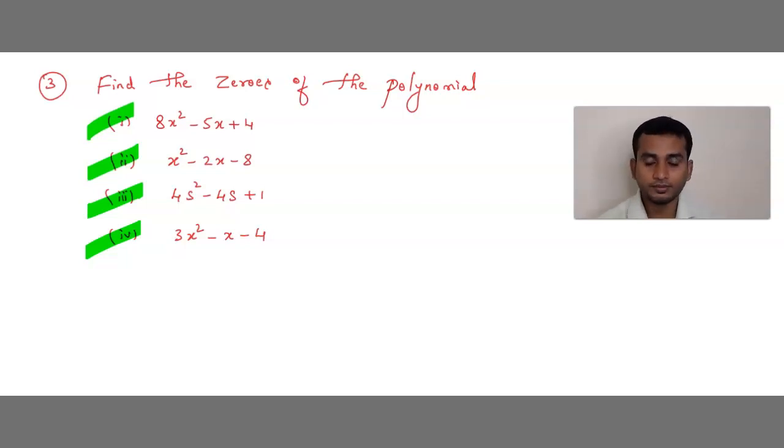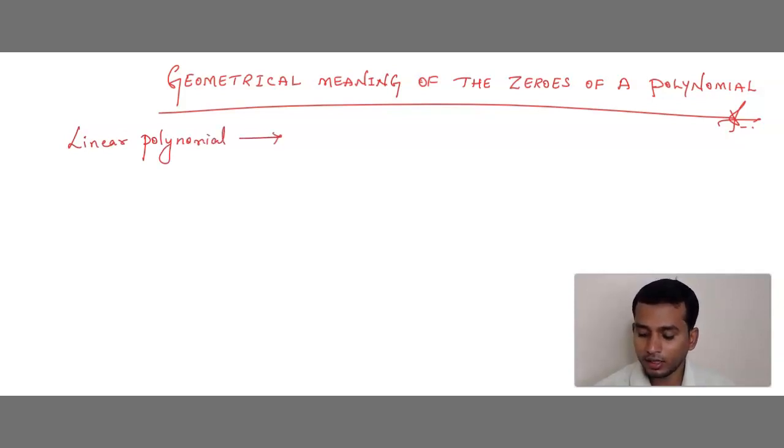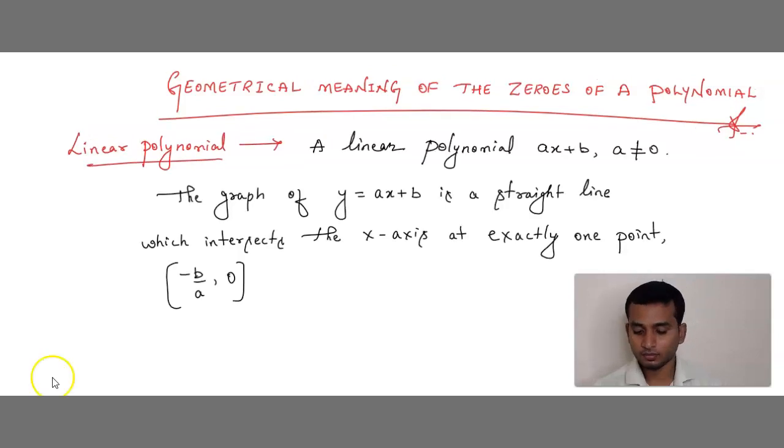Done? Good. See children, now we are discussing the geometrical meaning of the zeros of a polynomial. Till now we have discussed what is polynomial and its types. Now we are discussing the geometrical meaning of these polynomials. The first type of polynomial we had, as we all know, is the linear polynomial, right? Which is the type of polynomial? That is linear polynomial.